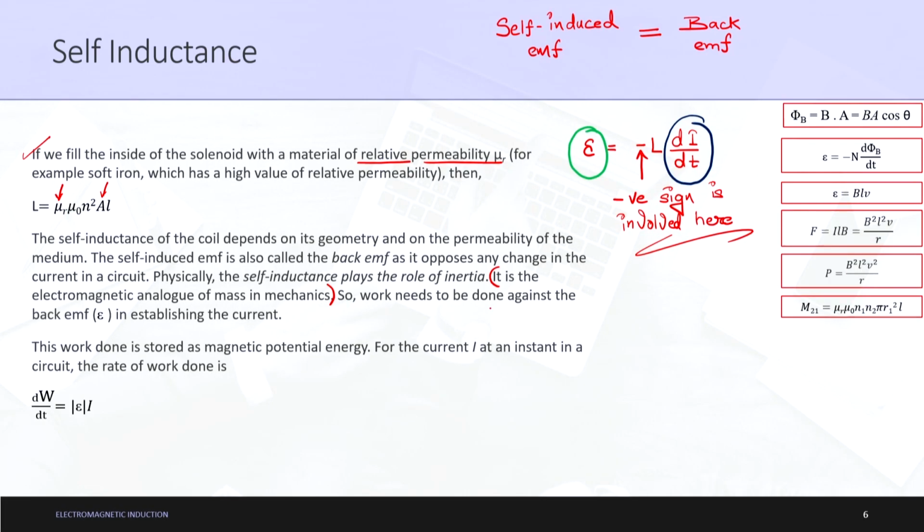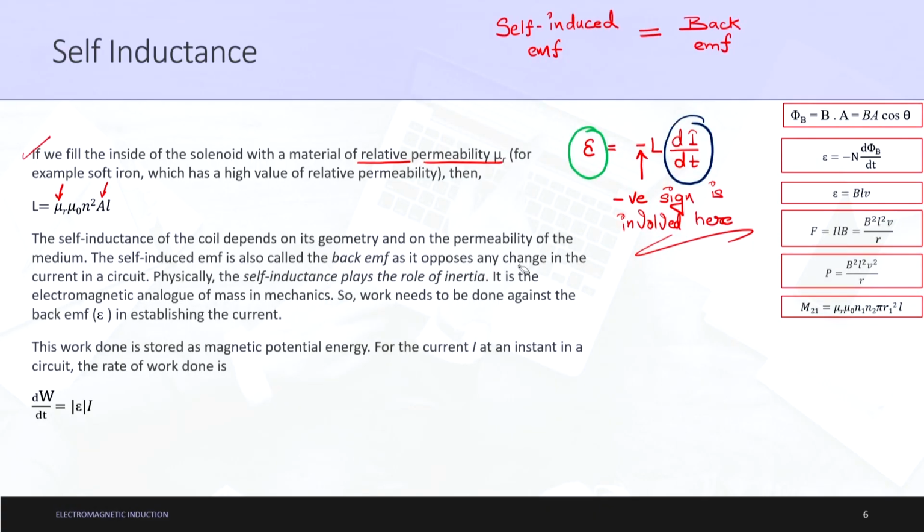So, the work needs to be done against the back EMF in establishing the current. Some work has to be done to resist that force. If you are moving like this, then some resistance is involved. So, what is the work done in doing this back work? Let us calculate that here. So, work needs to be done against the back EMF in establishing the current. What is back EMF? Back EMF is nothing but the EMF induced due to self induction.